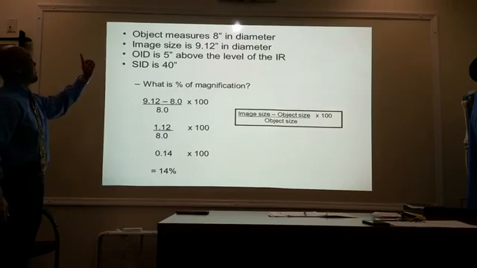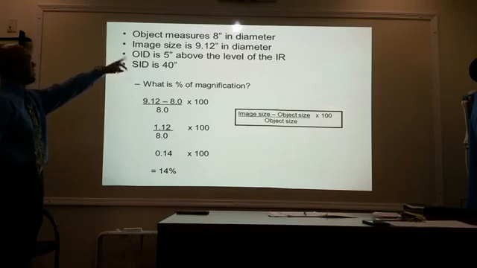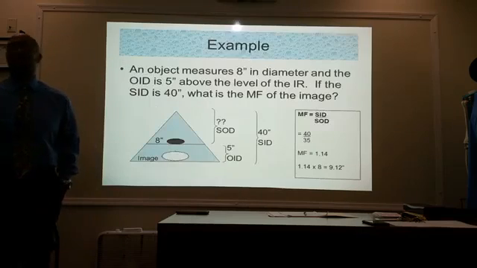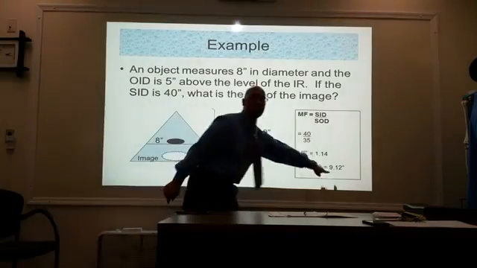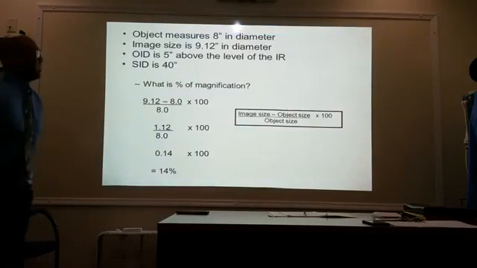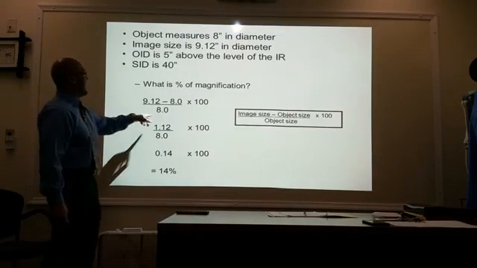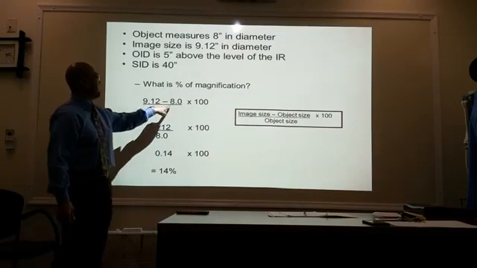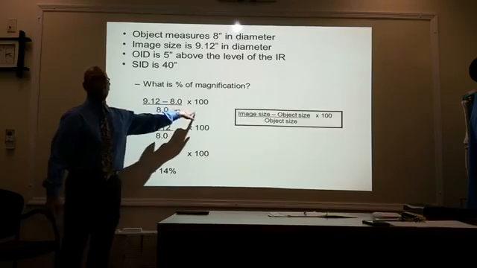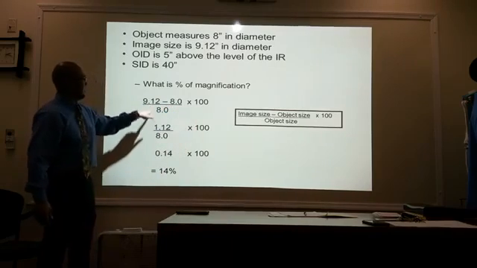All right. So we already got these numbers from a previous page. Object size is 8 inches. Image size is 9.12. Where did we get 9.12? By multiplying, right here. So image size, 9.12, minus the original size of 8, divided by the original size of 8, times 100.